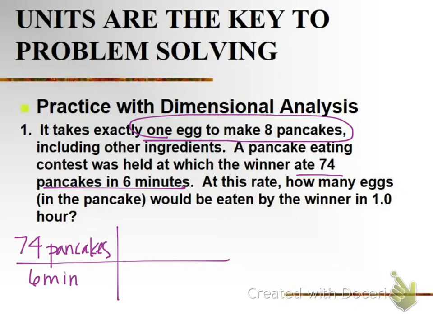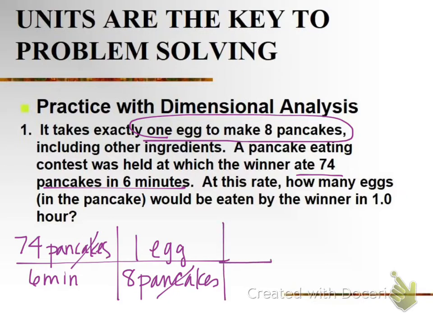Okay? I need to get rid of pancakes because I'm trying to get to eggs. So what do I need to put on the bottom on the next step? Pancakes. So I'm going to say 8 pancakes, 1 egg. So now that cancels out. So now I'm in the unit on the top that I need, which is eggs.